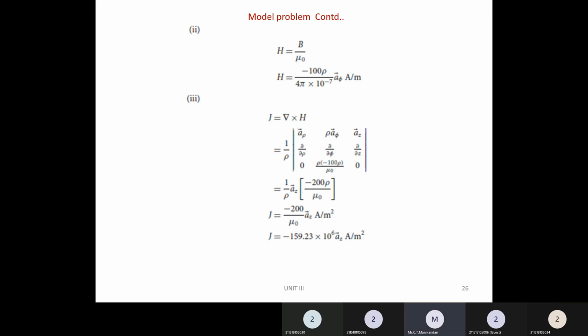So once again, it is in cylindrical coordinate system. While solving the curl, divergence, and gradient, see the system, whether it is Cartesian system, cylindrical system, or spherical system. Because most of you are thorough only with the Cartesian system. You should be aware of cylindrical and spherical systems also.